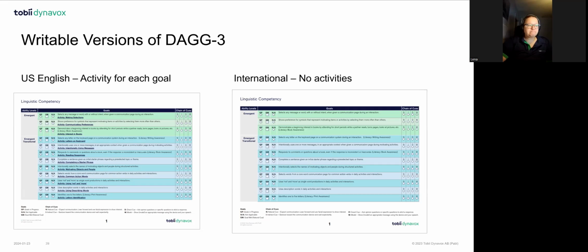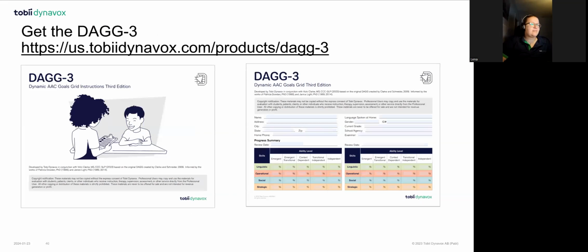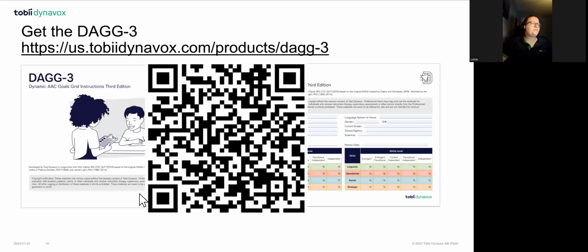DAGG-3 is writable, so you don't have to print it out. You can click it as a PDF file. That's something you could use. How do you get it? It's a very reasonable question. If you scan the QR code right here in front of me, you can go and use it. If you Google DAGG-3, the first option you get is the international version on our global website. That version does not have the activities, as I said before. For the US version, you need to make sure you're on the US website. Take that into consideration.